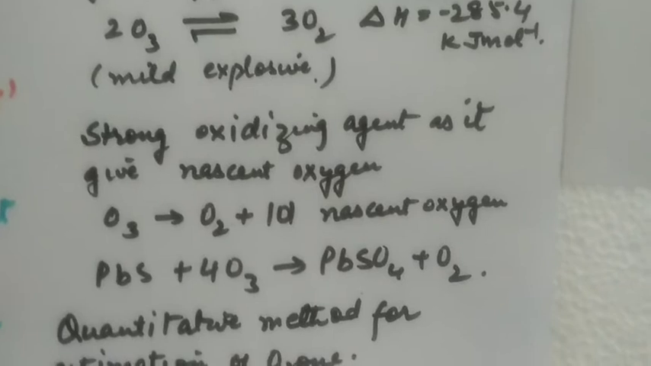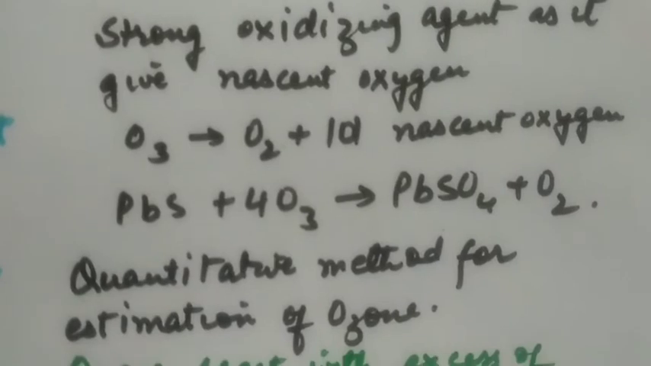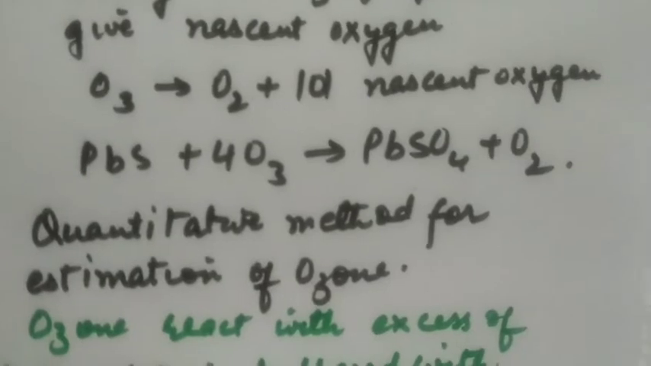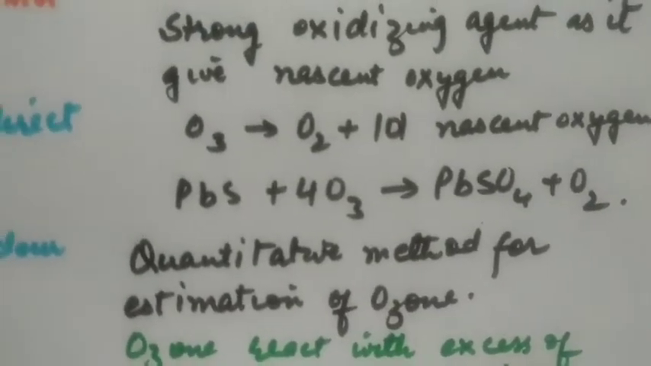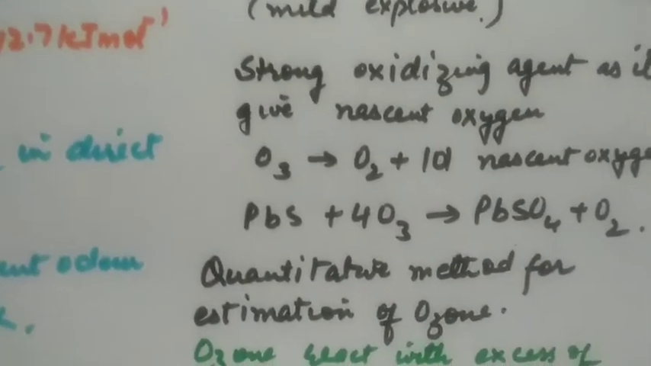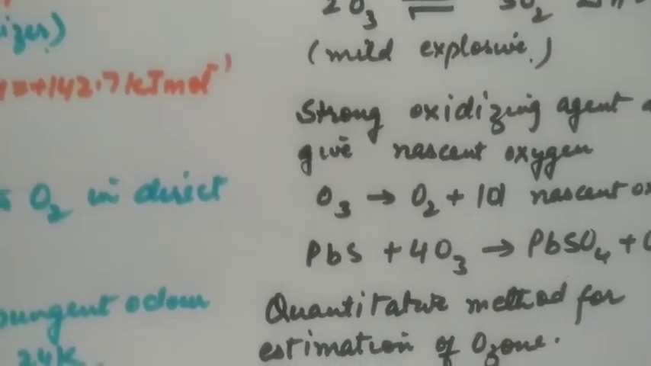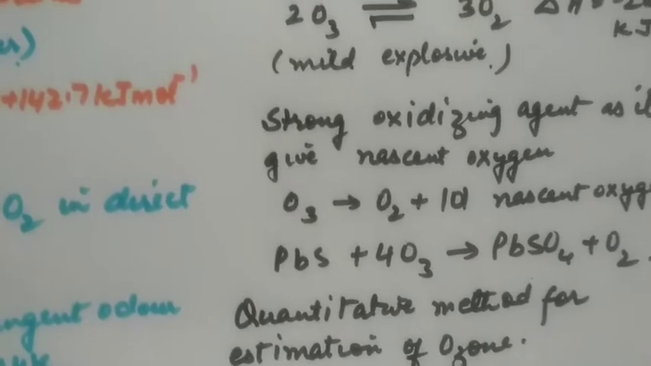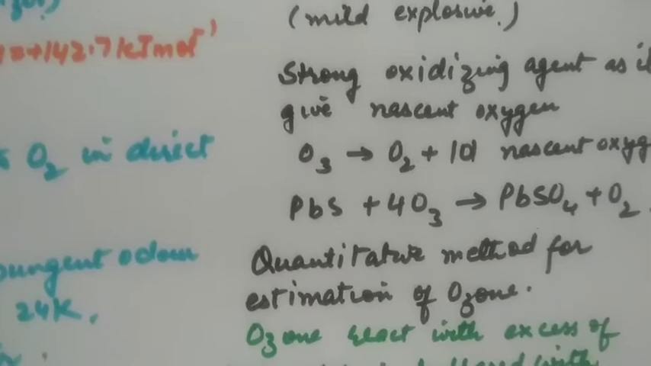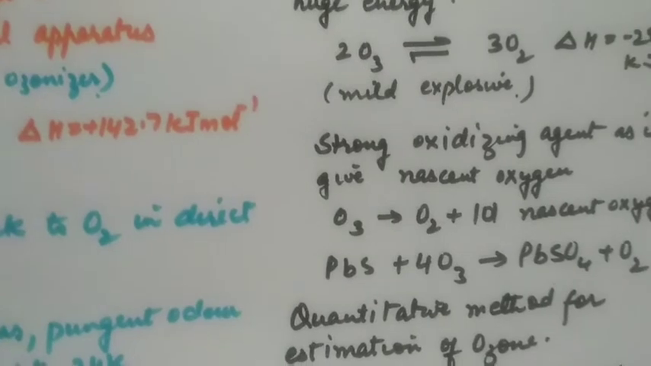Ozone is thermodynamically unstable and breaks down by liberating huge energy, mildly explosive, and it acts as a strong oxidizing agent as it gives nascent oxygen. Ozone decomposes to give molecular oxygen and nascent oxygen. This nascent oxygen can oxidize various compounds. For example, lead sulfide plus ozone forms lead sulfate plus oxygen. In addition, it can oxidize various other compounds like zinc sulfide, copper sulfide, cadmium sulfide to sulfates, HCl to chlorine. Ozone also oxidizes nitrites to nitrates, potassium iodide to iodine, ferrous salts to ferric salts.